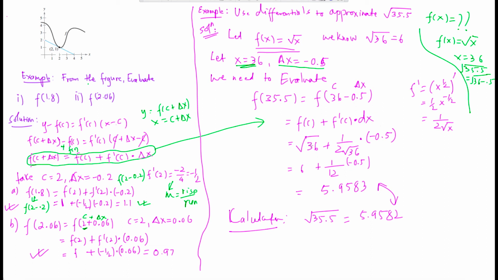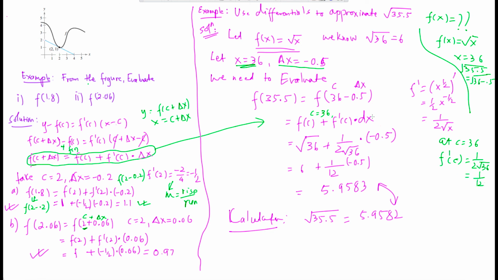And then what is f of c? c is the same as x equals c, so 36. And what is f prime of c? To find f prime of c, find the derivative. The derivative of x to the 1/2 is 1/2 x to the negative 1/2, which is 1/2 root x, right? But at c equals 36, f prime of c will become 1/2 root under 36, so that is 1/12. That's what you get.